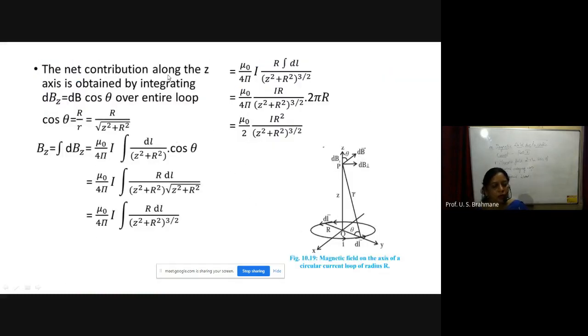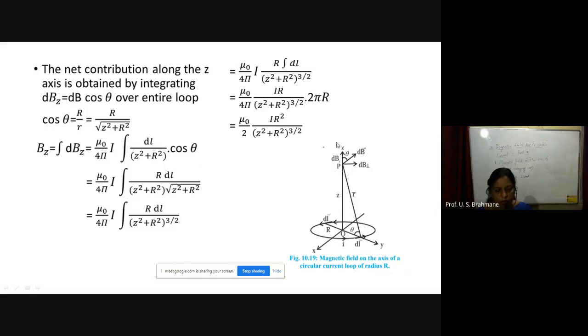Then remember that the net contribution along the z axis is obtained by integrating dBz, which is equal to dB cos theta over the entire loop. Why? Because if we take this dB perpendicular, this will cancel. This will cancel, and because of this the addition of all these will be 0, and whatever adds up is because of the dB cos theta, which is along the z axis.